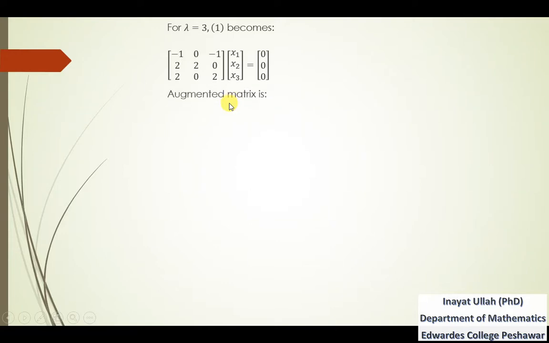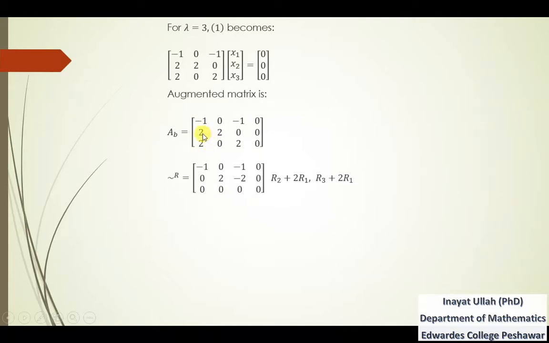The same process is repeated for lambda equal to 3. Whenever we put lambda equal to 3 in equation 1, we'll get this equation. Taking the augmented matrix, the combination of these two, now convert this matrix to upper triangular, making these two elements 0. How could we make these two elements 0? Row 2 plus 2 row 1, row 3 plus 2 row 1, so that will become 0. Now this matrix is in upper triangular form.